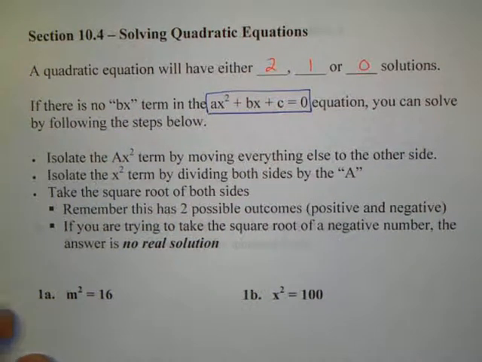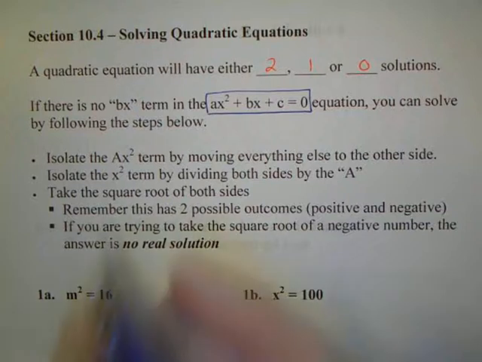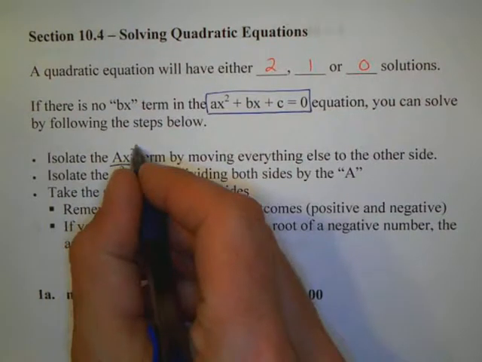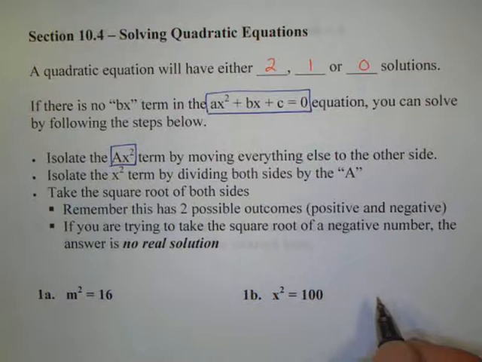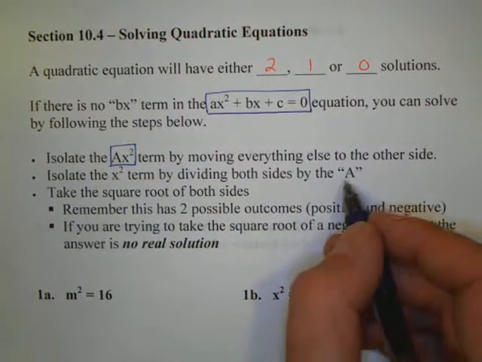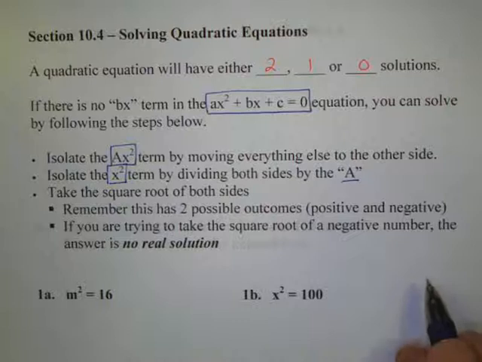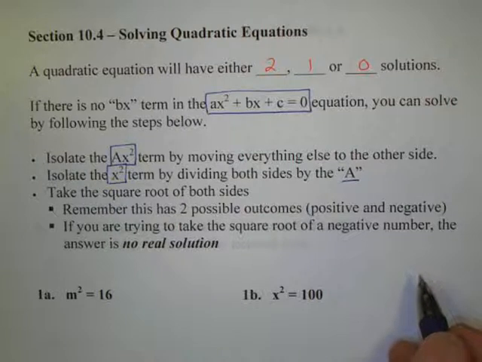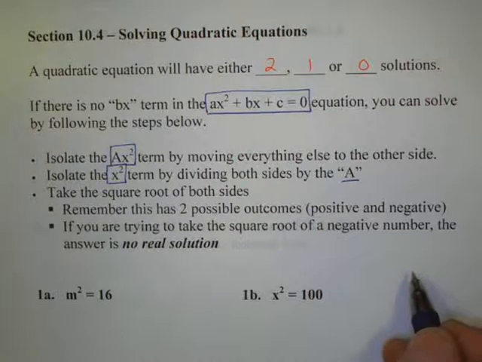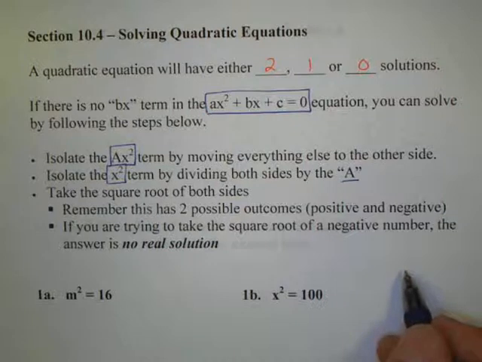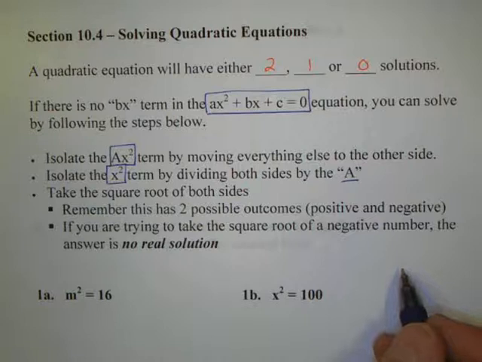Our standard equation, as we had in the earlier part of the chapter, is ax squared plus bx plus c. Now, our goal is going to be to solve and isolate that x term. To do that, we start first by isolating the ax squared term. Then we want to get rid of the a by dividing by it just to have x squared remaining, and then finally we'll take the square root of both sides.